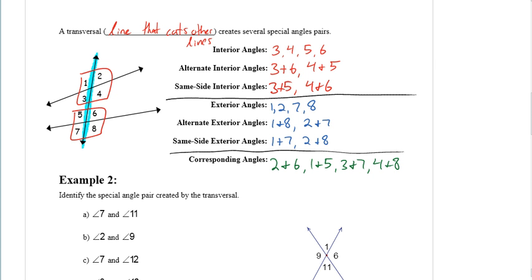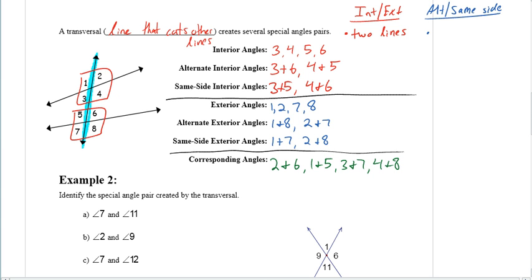So again, if you want to make a note of it, interior, exterior, that deals with the two lines. Your alternate versus the same side, that deals with your transversal. Okay, so you have a combination of both of those. So if it's interior exterior, that decides if it's inside or outside the two lines. If it's alternate or same side, that determines if it alternates over the transversal or stays on the same side.